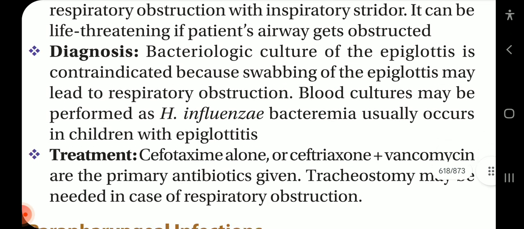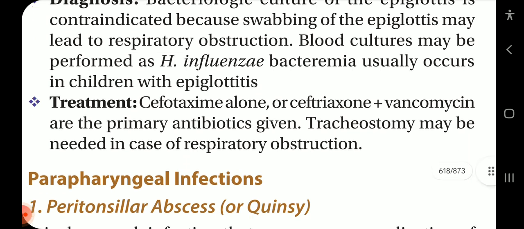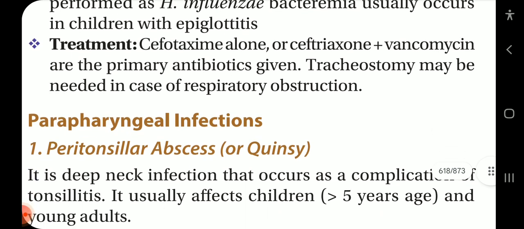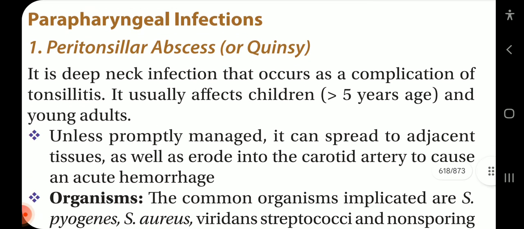It can be life-threatening if the patient's airway gets obstructed. Diagnosis. Bacteriologic culture of the epiglottis is contraindicated because swabbing of the epiglottis may lead to respiratory obstruction. Blood cultures may be performed as H. influenzae bacteremia usually occurs in children with epiglottitis. Treatment. Cefotaxime alone or ceftriaxone plus vancomycin are the primary antibiotics given. Tracheostomy may be needed in the case of respiratory obstruction.